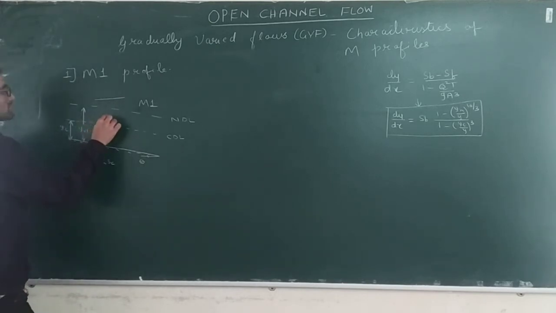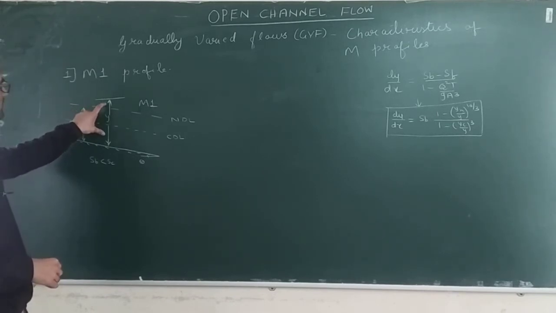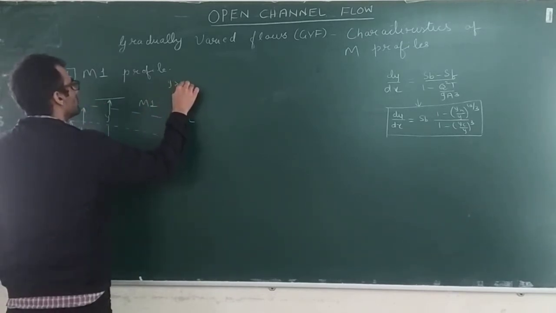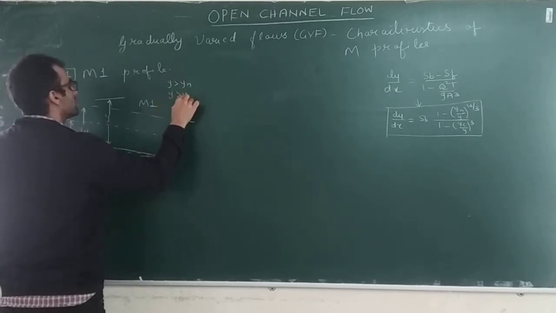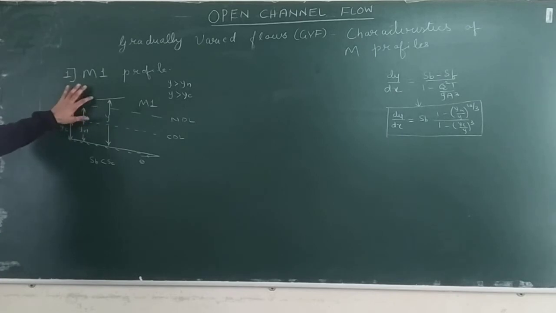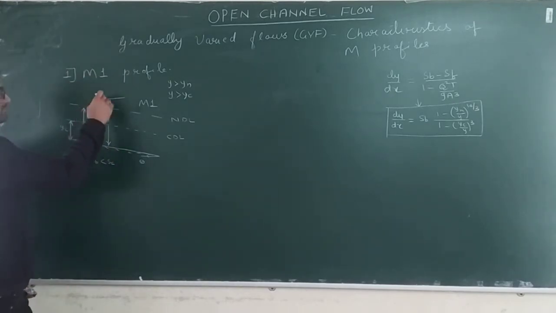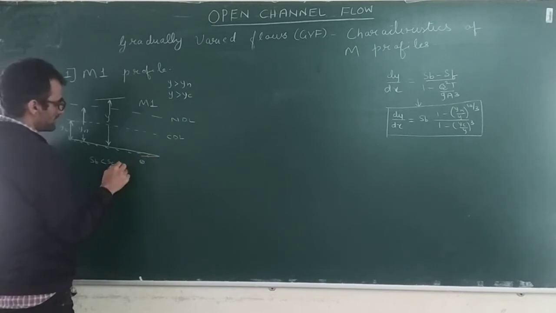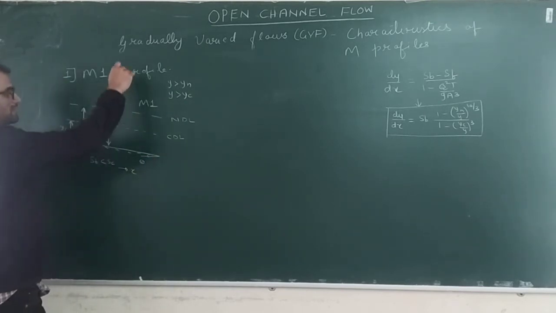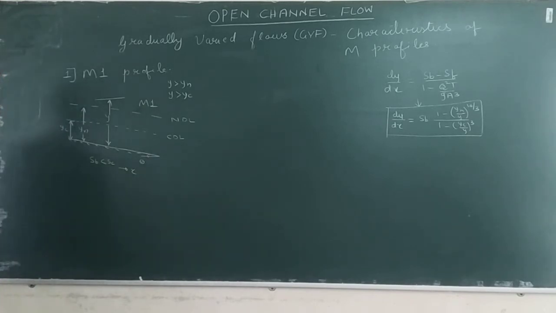What is the first property of the M1 profile? That the flow depth is greater than the normal depth and also greater than the critical depth, because the flow depth is in zone 1. Both yn and yc are less than y. Now first we will find out whether this profile is a rising profile or a falling profile. This means whether the depth is increasing with x, the flow direction, or decreasing with x. That is the first characteristic we will find out.